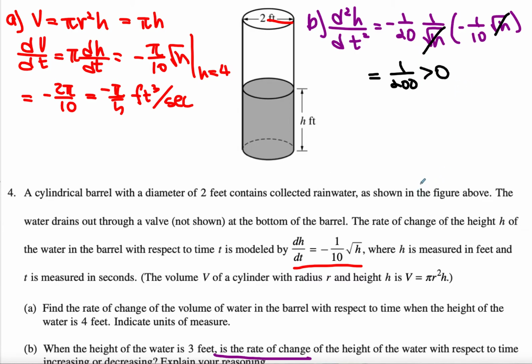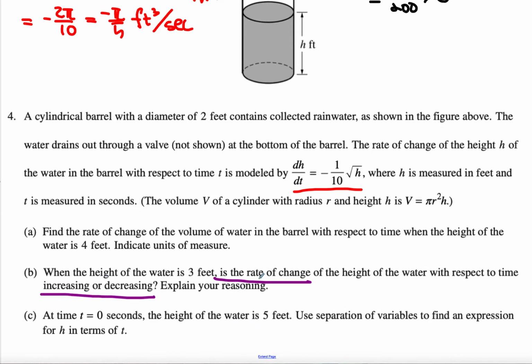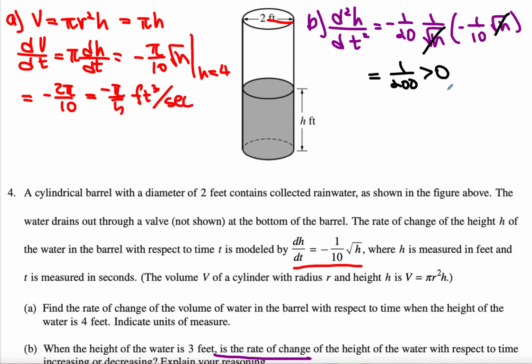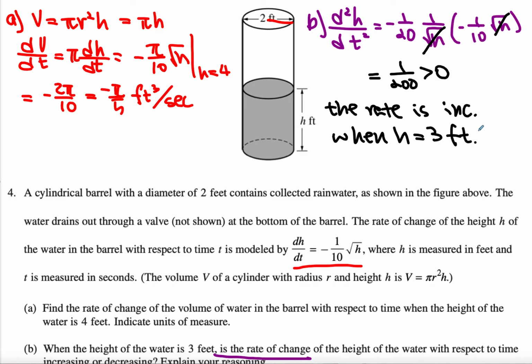So therefore, what do you realize? Since the derivative of the rate is positive, we realize that the rate is increasing when h is equal to 3. So that's basically what we can say.